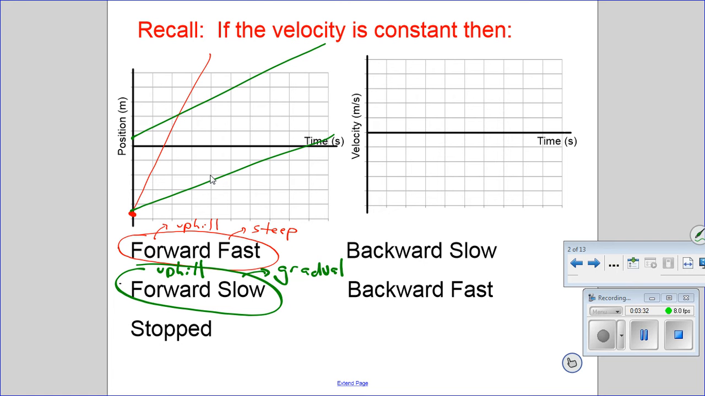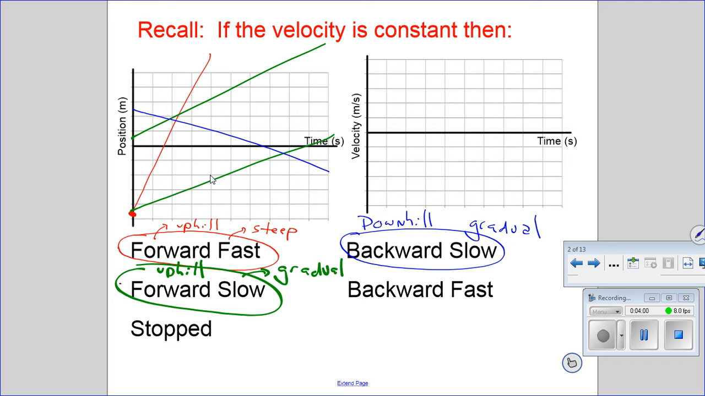All right. Now, what if we're going backward? Well, going backward means that the graph, instead of going uphill, is going to go downhill, right? But then we've got the same steepness relation. So this one here is going backward slow. Backward means it's going to slope downhill, and the fact that it's going slow means it's going to be gradual. So maybe that looks like, I don't know, this.